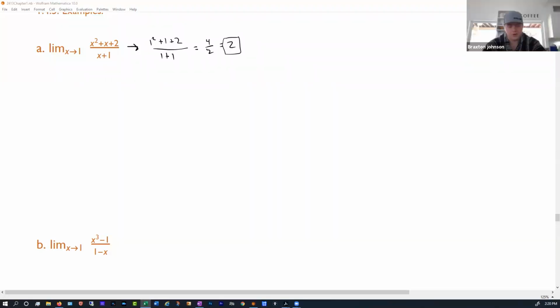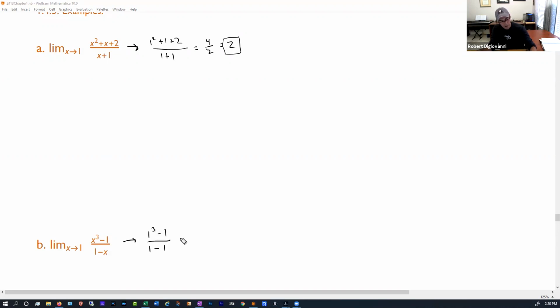All right, Braxton, what about this part B? Can you use direct substitution here? No, because the denominator just equals 0 and it's undefined. Yep. Okay, so does everyone see that if we try direct substitution, we'll get 1 cubed minus 1 over 1 minus 1, and that gives us 0 over 0? So no direct substitution. Now, is everyone clear on that?